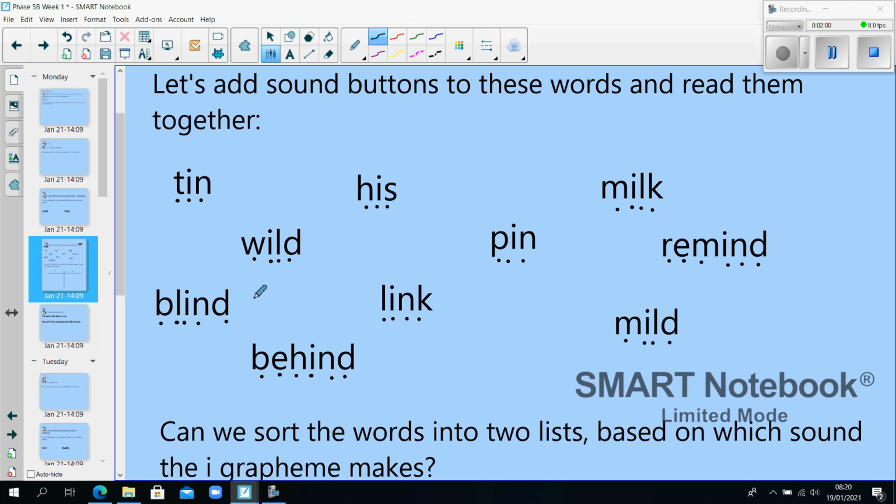Notice that I switch between saying the long I sound and the short I in tin. We could try using the other pronunciation. I've used the long I in this one. We could try with the short I. Tine doesn't sound right, does it? In blind, the I makes the long I sound. If you weren't sure of that word, you could try it with the short I. Blind doesn't make sense, does it? Sort the words into two lists based on which sound the I grapheme makes. So does it make the long I sound or the short I sound like in tin?